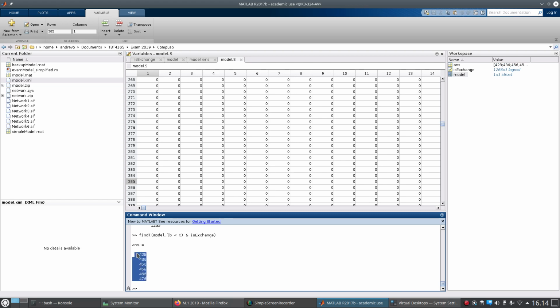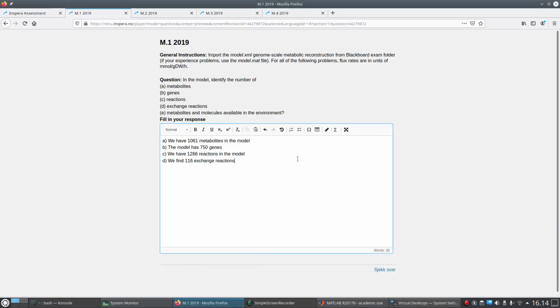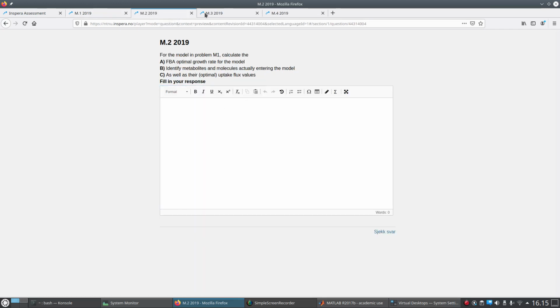6 exchange reactions with negative lower bounds, which means that they are reversible, which means that metabolites can be taken up. So we find 6 metabolites available in the environment. So that's it for exercise 1. Let us now move over to exercise 2.